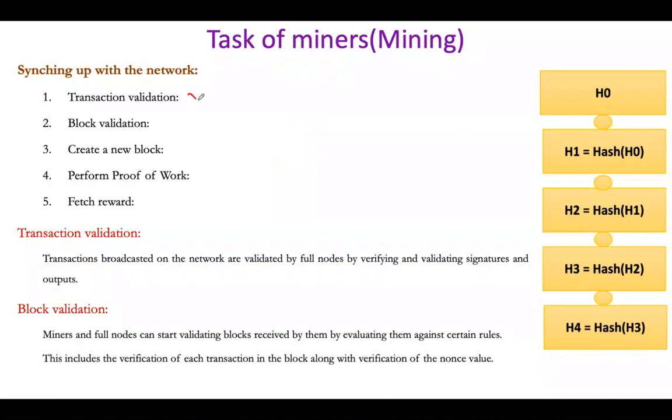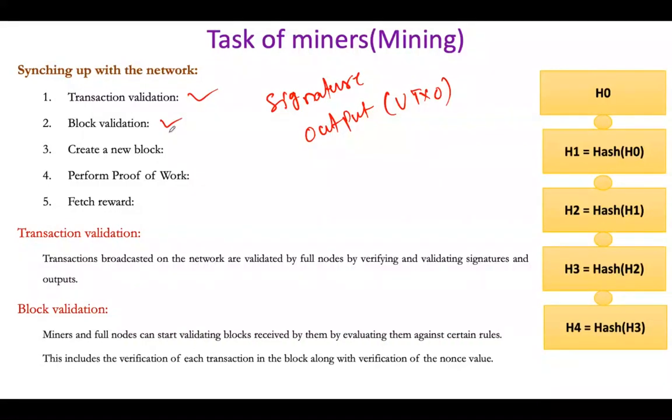Then first comes transaction validation, the first task of a miner. Transactions broadcast on the network are validated by full nodes by verifying and validating the signatures and the outputs. Output means unspent transaction coins. The second one is block validation.